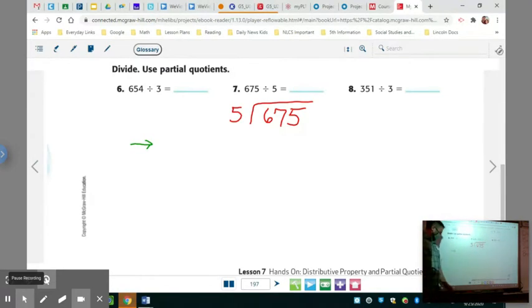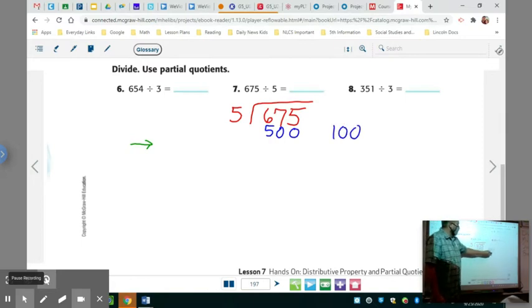So this one right here. Maybe we'll get this one right for the video. Are we going to round that up to 1,000, or are we going to round that down to 500? 500. We want to round down. So 500. So how many times will 5 go into 500? 100 times. So we got 100 over here. Subtract that. What are you going to get?